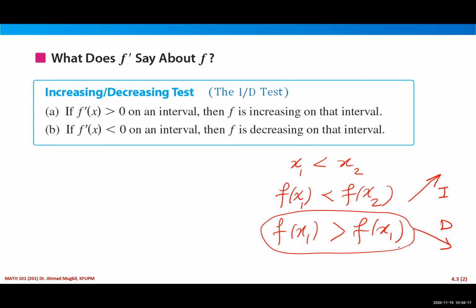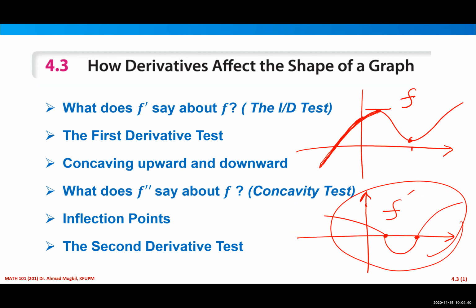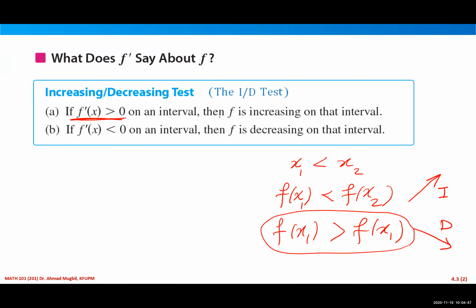But of course, ya shabab, it is not easy to check this. You need to check this inequality every time to see if it is increasing or decreasing. But there is an easy test for that. This test says: if the first derivative is positive on an interval, then the function itself is increasing on that interval. And you remember what I told you here, when the function is increasing, the derivative is positive. So when the derivative is positive, then the function is increasing. And when the derivative is negative, the function is decreasing.